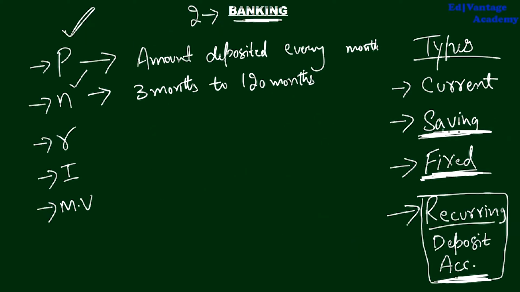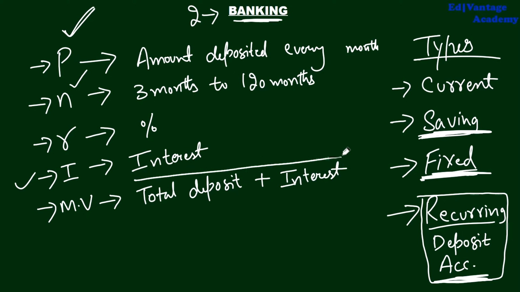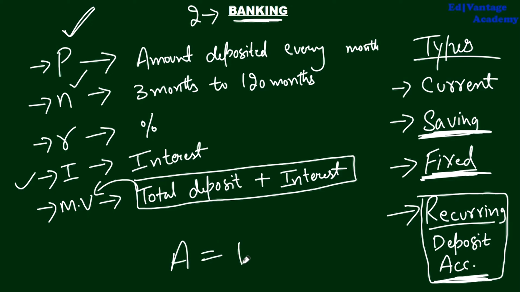So we understood the bank is going to give me interest that will be based on some rate percentage. I'll get my money back with the interest, and that total amount, the total deposit, which we know how to calculate as P into n, plus the interest the bank is going to give me. This total sum, which is total deposit plus interest, is called the maturity value. In your earlier classes, you have studied amount. Amount is equal to principal plus interest, like in simple interest.